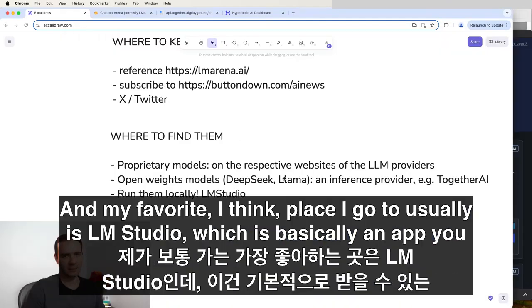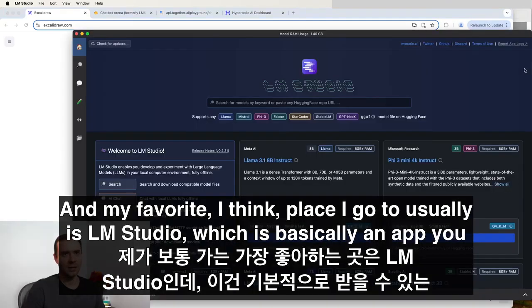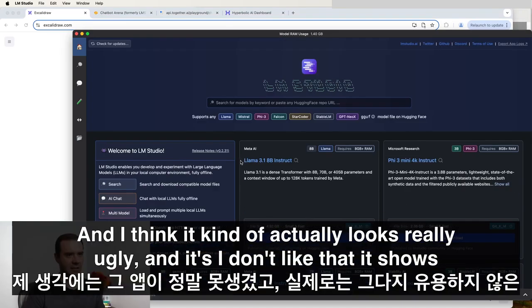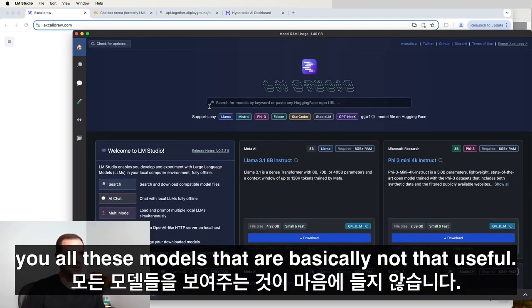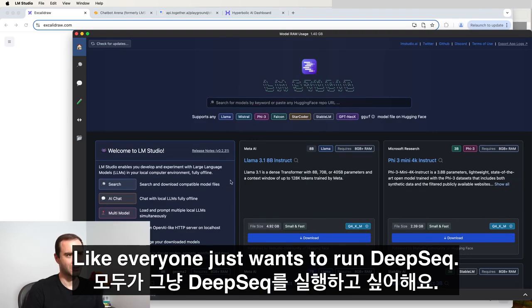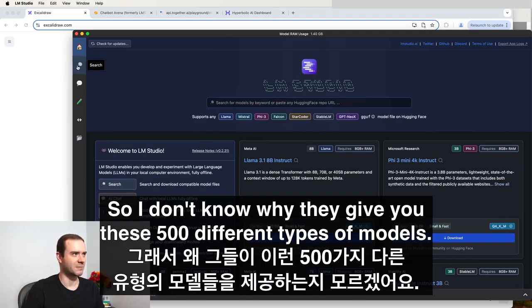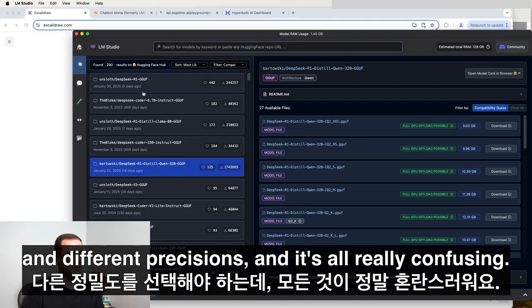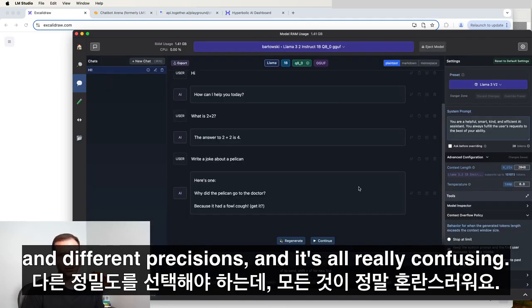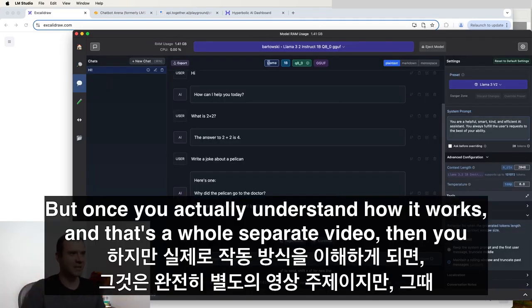My favorite place I go to usually is LM Studio, which is basically an app you can get. I think it actually looks really ugly, and I don't like that it shows you all these models that are basically not that useful. Like everyone just wants to run DeepSeek. So I don't know why they give you these 500 different types of models. They're really complicated to search for, and you have to choose different distillations and different precisions, and it's all really confusing.